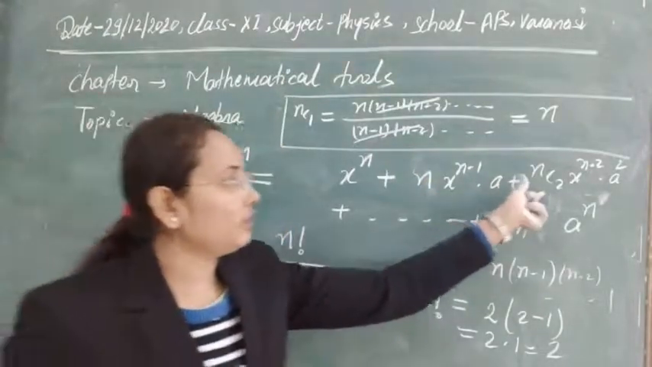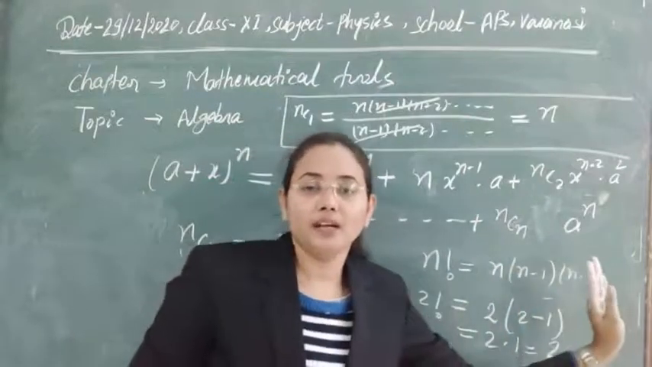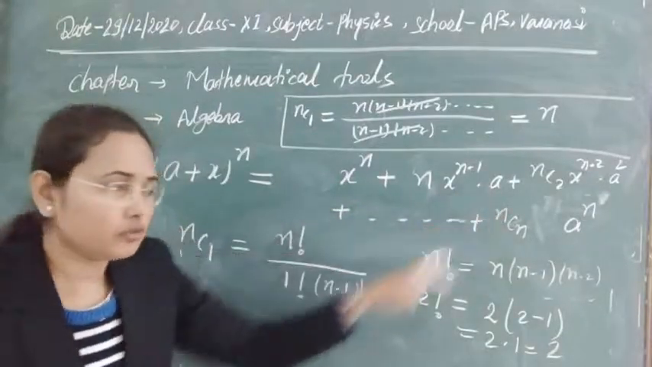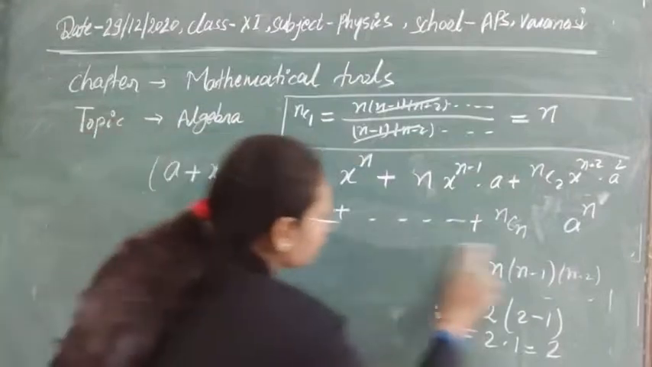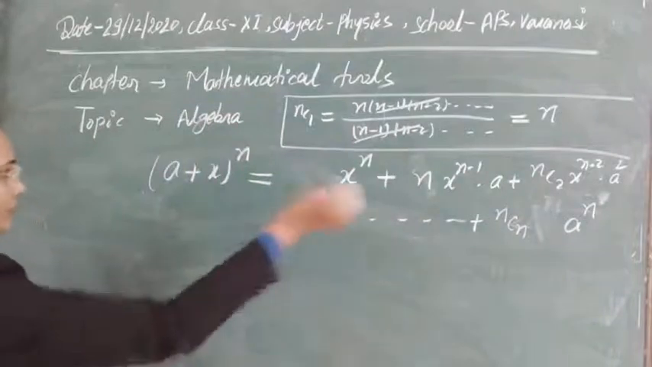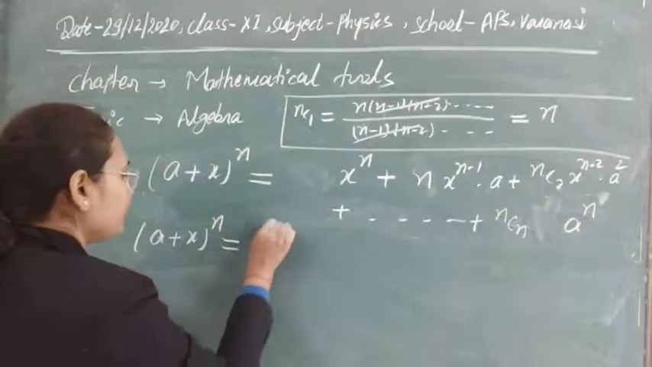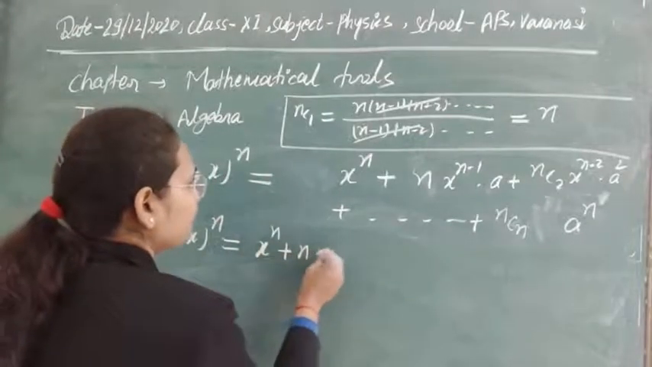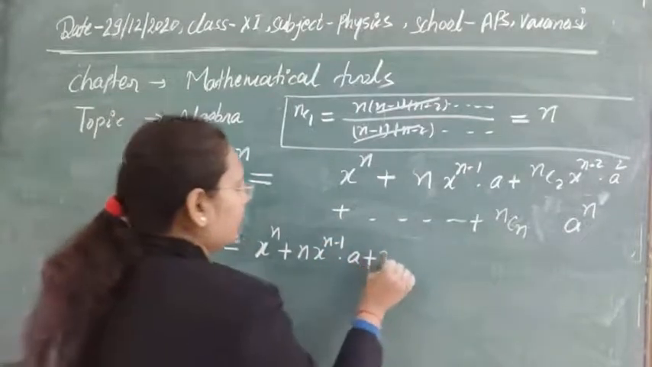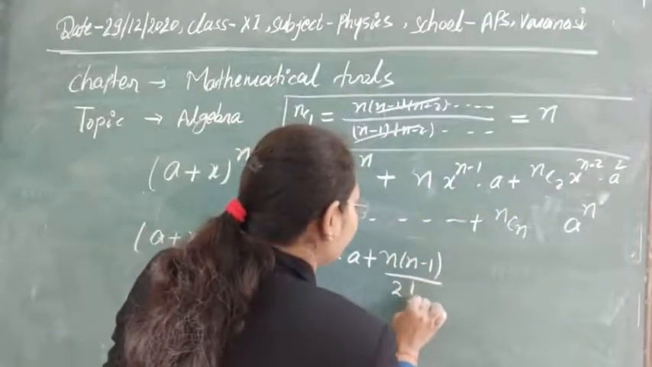Later you can solve the value of NC2 here, NC3 here, NC4 here, and you can also derive a formula in terms of x power n or a. You can write it. So finally, if you solve it in this way, then the binomial expansion can be written as a plus x power n. This is equal to x power n plus n x power n minus 1 into a plus n minus 1 upon factorial 2.